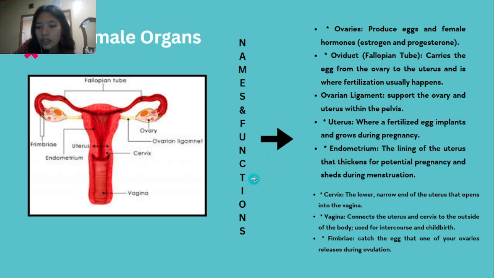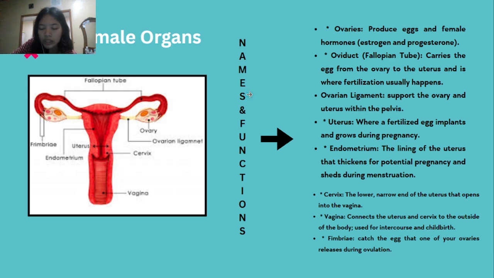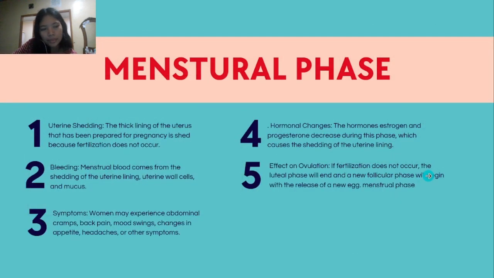And the endometrium is the lining of the uterus that thickens for potential pregnancy and sheds during menstruation. The cervix is the lower narrow end of the uterus that opens into the vagina. The vagina connects the uterus and cervix to the outside of the body, used for intercourse and childbirth, while the membrane cages the egg that one of your ovaries releases during ovulation. And when every girl turns into a woman, she will go through menstruation.